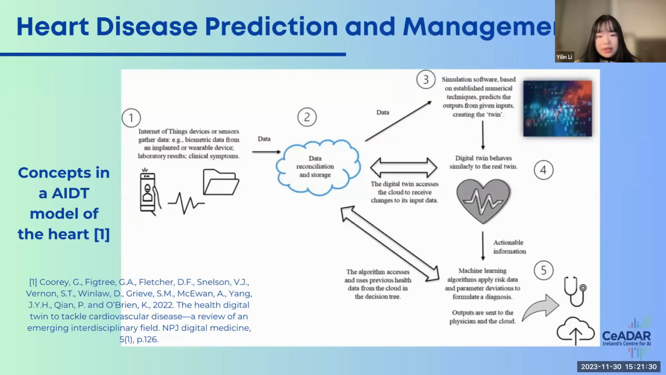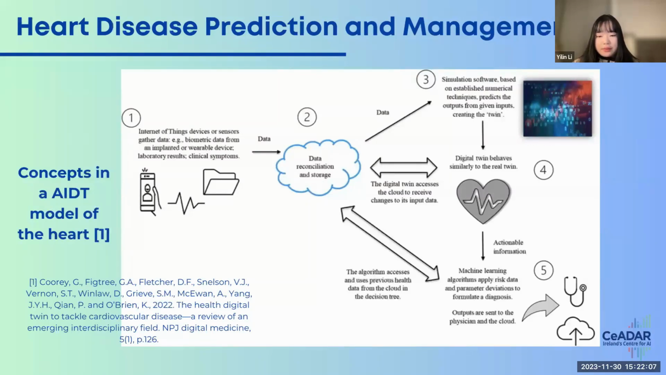Once the data is collected, it enters the verification and storage phase. Here, the data is integrated, verified for accuracy, and stored securely. This step ensures that the data used for the digital twin is of the highest quality and integrity. And the third step.